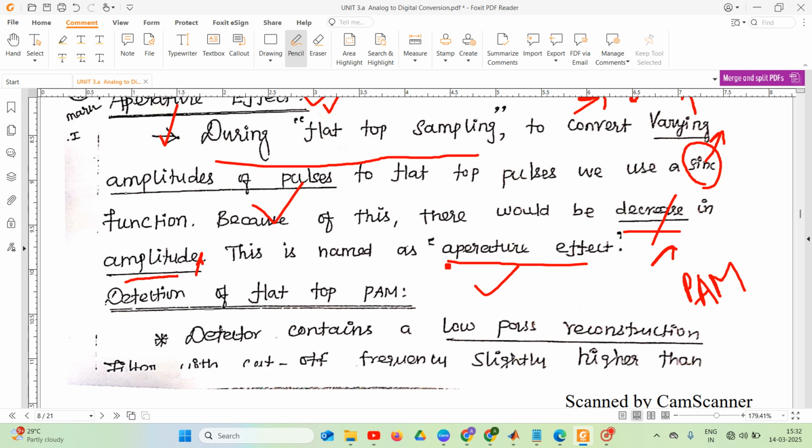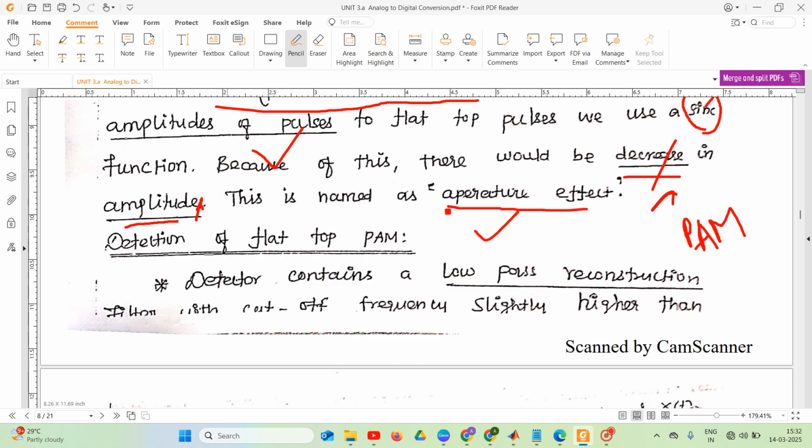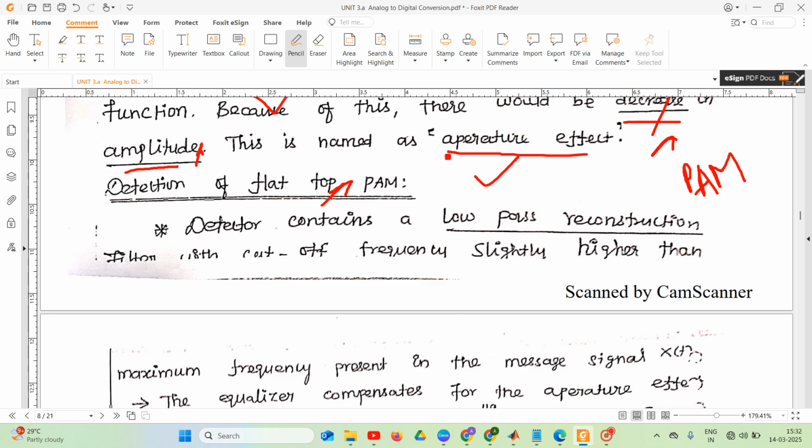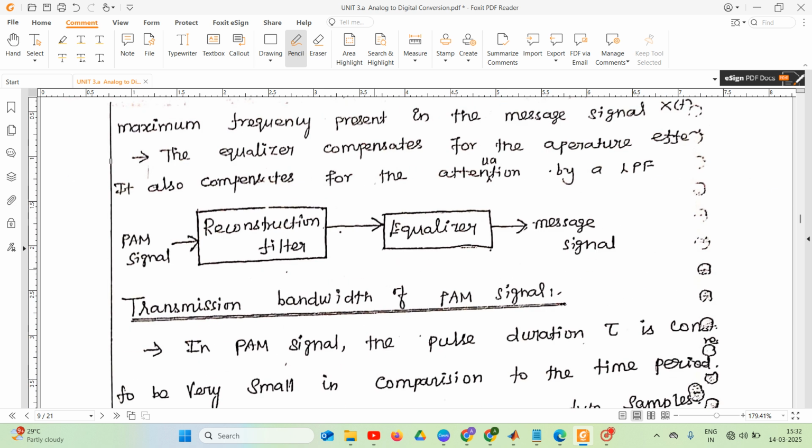At the receiver side, what should we do? I have to get the original signal, which means I need the original modulating signal, right? So now I have to detect my modulating signal from the flat top PAM signal. For this, we are using this circuit. We are giving the PAM signal with noise to the reconstruction filter. In the reconstruction filter, we have the low pass filter.